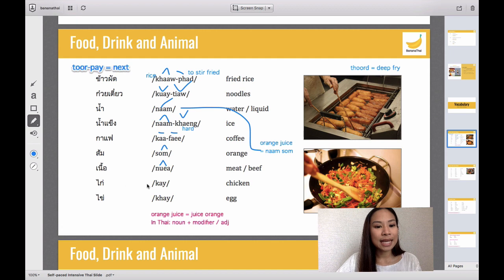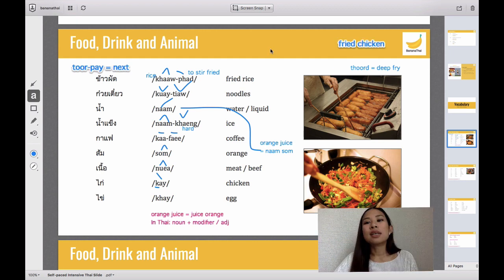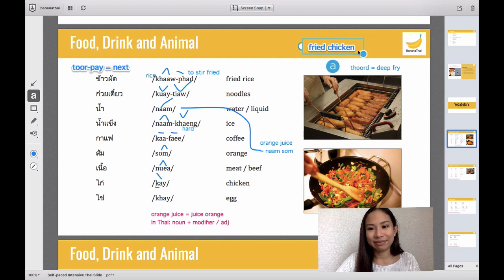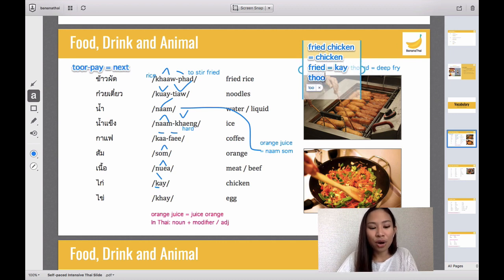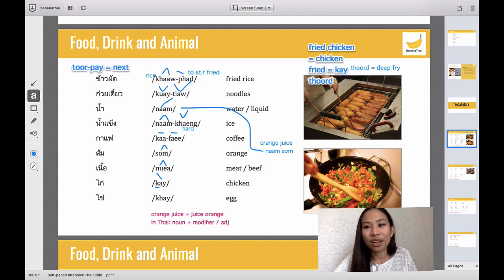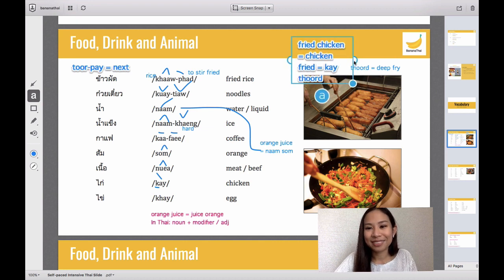So next, ไก่. See the K sound, be careful, it's not K but it's G. ไก่ is chicken. If you want to say fried chicken, in Thai we would say chicken comes first and then fry. Chicken is ไก่ and deep fry here is ทอด, so ไก่ทอด in Thai language means fried chicken.